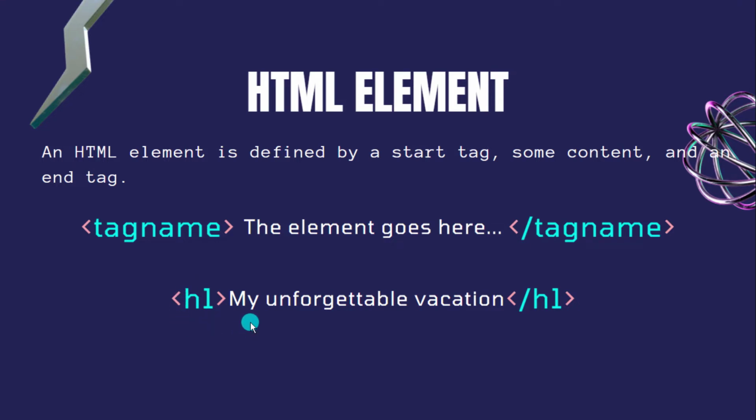We want to say that "my unforgettable vacation" is a heading of our page. We have to put the start tag, which is heading 1, because it's the top heading in this example. We can have many headings: heading 2, heading 3, heading 4. The difference between them is that as you increase the number, you are creating subheadings. H1, my unforgettable vacation, and we are finishing with the end tag H1.